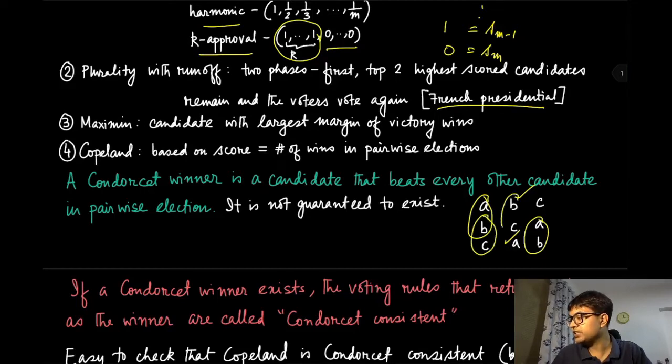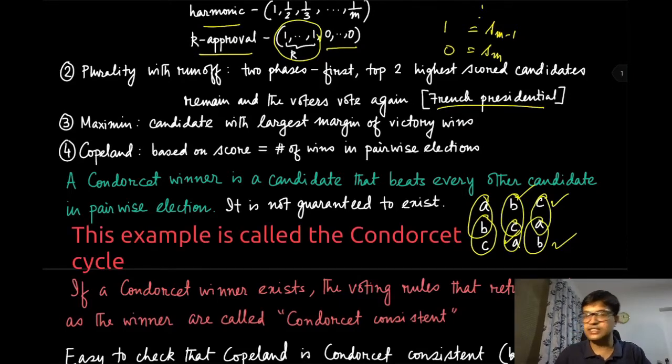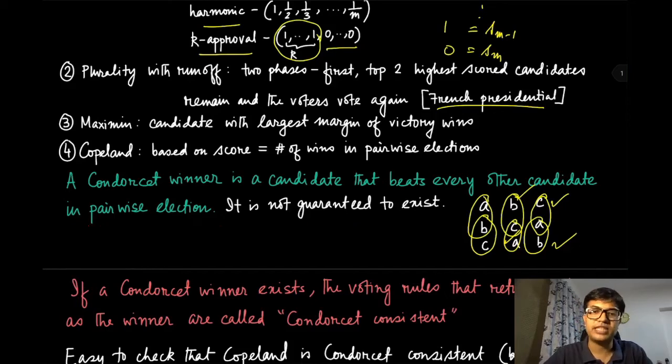B is above C here, but C is above B here. So B is also beating C in pairwise election. But the interesting thing is C is also beating A in pairwise elections. So there does not exist any specific candidate who is beating every other candidate in pairwise election. Therefore, a Condorcet winner might not exist.